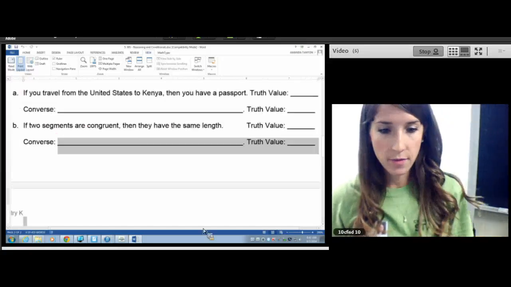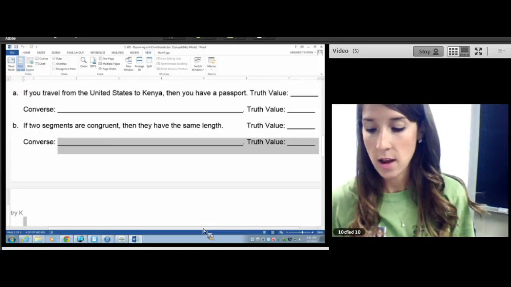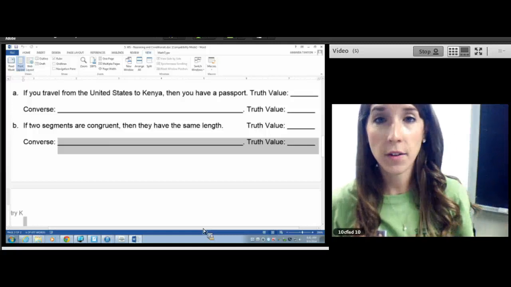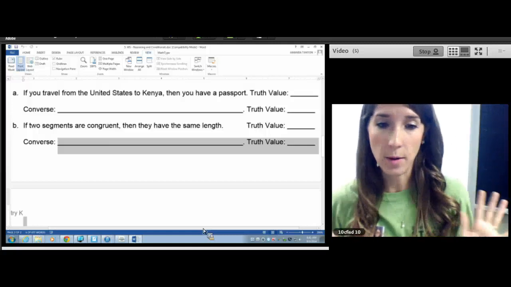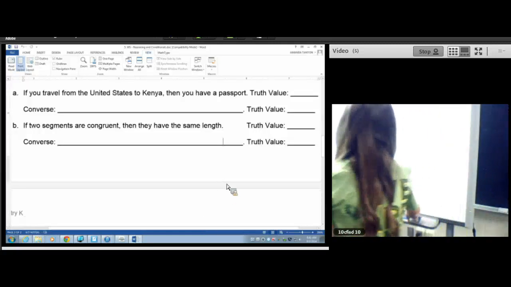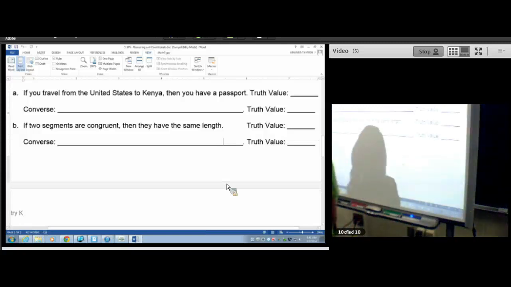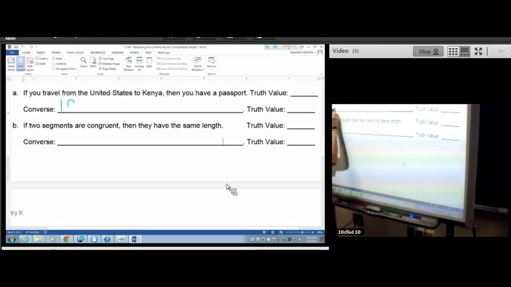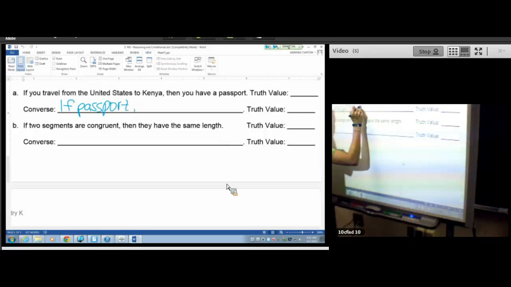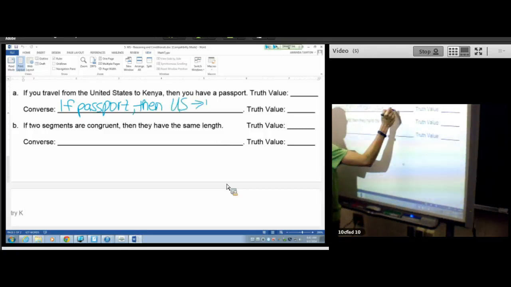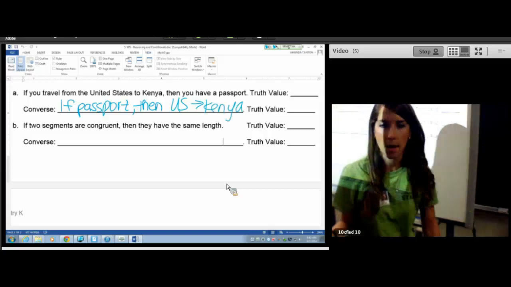It gave you a lot of directions on this one. It said, first of all, to write the converse of each conditional. So I'm going to stop there and I'm going to write the converse. If you travel from the United States to Kenya, then you have a passport. The converse is, I'm not going to write every word. If you have a passport, then you traveled from the U.S. to Kenya. You would write every word. I'm just saving time, okay?